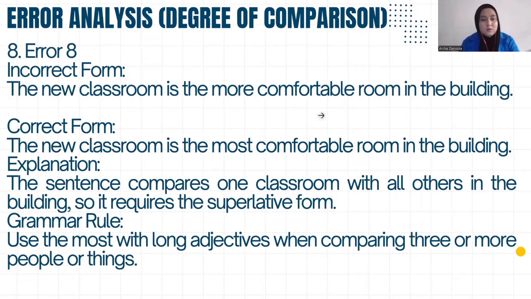Number 8: "The new classroom is the more comfortable room in the building." The correct one is: the new classroom is the most comfortable room in the building, because the sentence compares one classroom with all others in the building, so it requires the superlative form. The grammar rule is use the most with long adjectives when comparing three or more people or things.